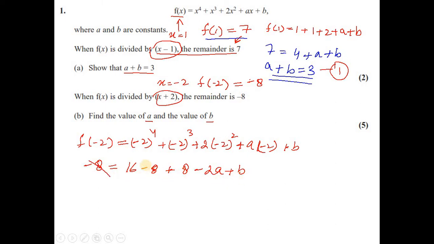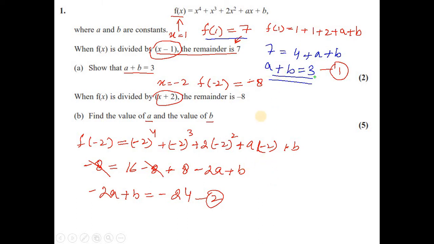You can simplify this equation. So minus 8 is gone, 16 plus 8 is 24, gone to the other side. So you say that minus 2a plus b is equal to minus 24. This is your equation number 2. Now you have two equations, two unknowns, you can solve them simultaneously and find a and b. So that's how you can do that.